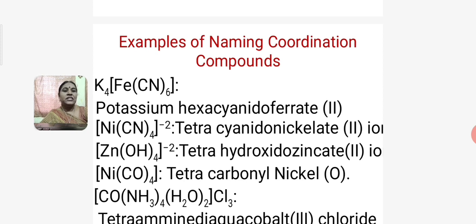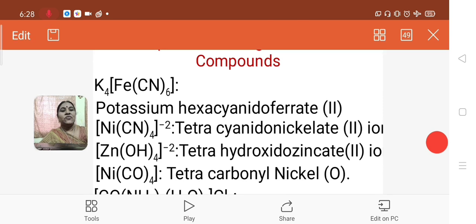So it is potassium hexacyanidoferrate, and always just next to the central metal ion, the oxidation state of the central metal ion has to be indicated in parenthesis. So finally the name is potassium hexacyanidoferrate(II).